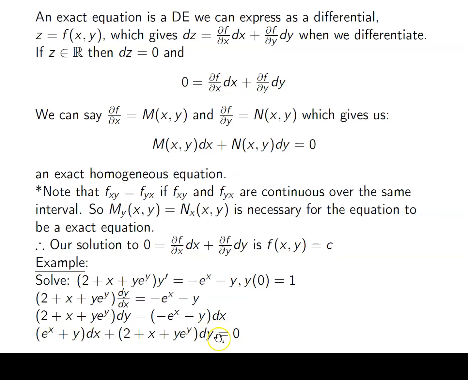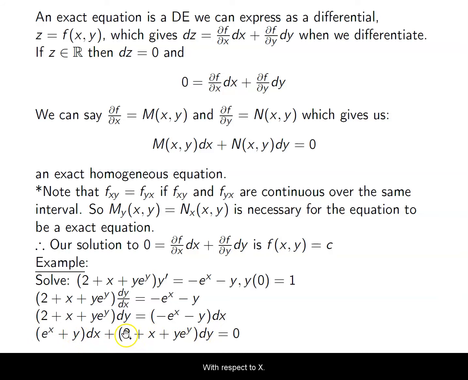I need to take my y function, the one that's times the differential in terms of y, and take its partial derivative with respect to x. We can do this really quickly just by looking at it. If I differentiate this with respect to y, this is held as a constant, so it goes away, and this turns into 1.